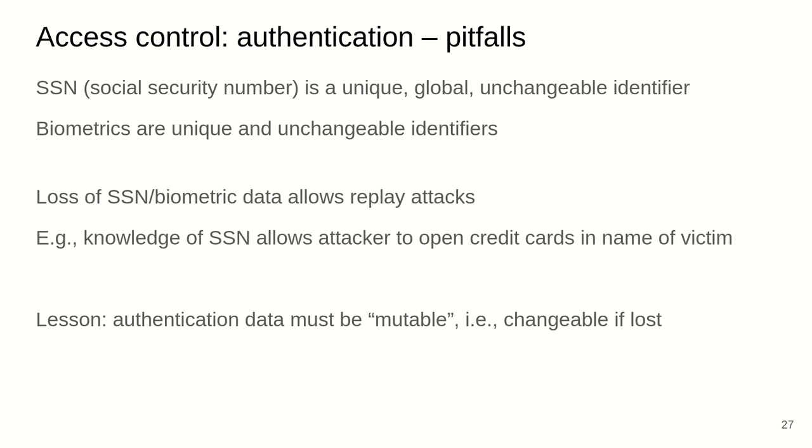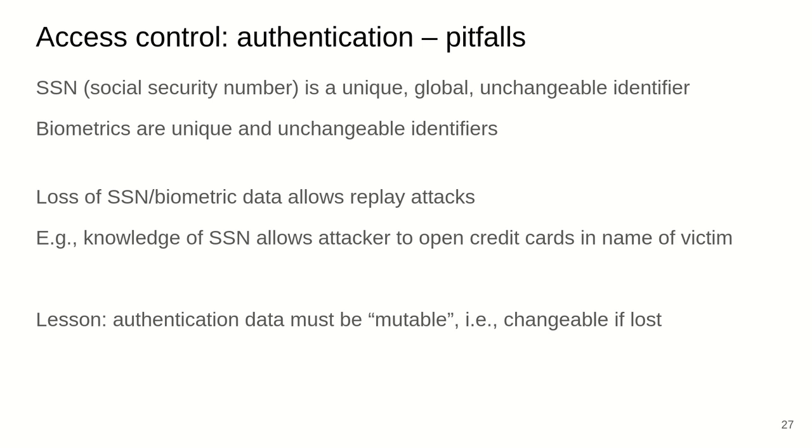Same for biometrics. Biometrics are unique and unchangeable identifiers. So if they are leaked to somewhere else, there's no way for you to recover this information and to retain the information against an attacker. As soon as the biometric information is leaked, an attacker can simply recover it and then use it for identification on their end. Loss of a social security number or biometric data allows replay attacks. As soon as an attacker has it, it is no longer secure.